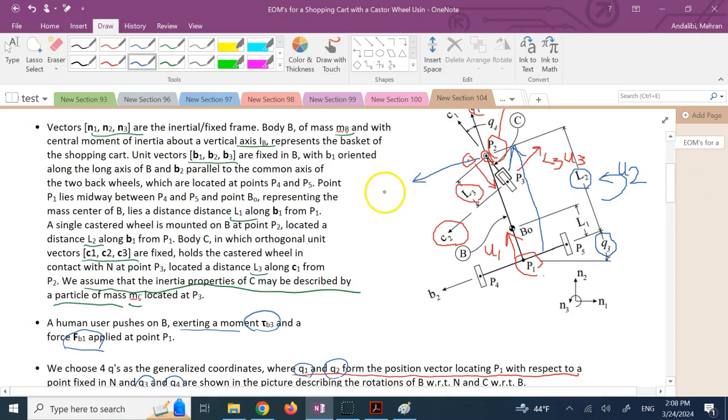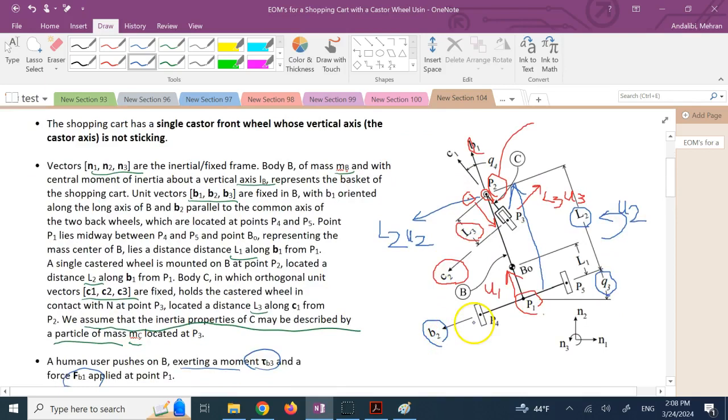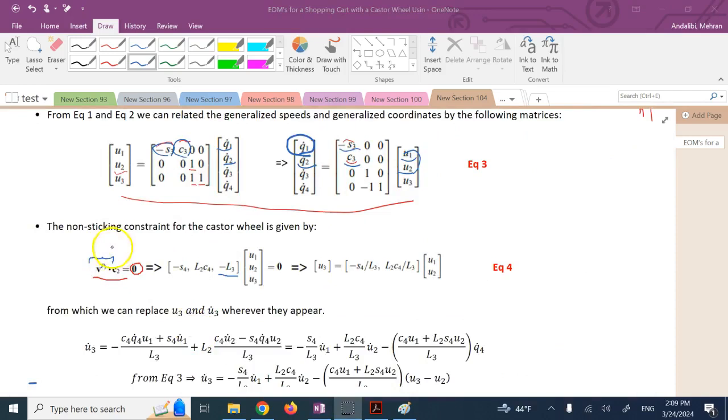And the direction of that is clearly what? In the B2 direction. So what we need to add are three components: U1 in the B1 direction, plus L2 U2 in the B2 direction, plus what? L3 U3, but in the negative C2 direction. And that is this term here that we're going to place in for V of P3. So let's go ahead and write it.